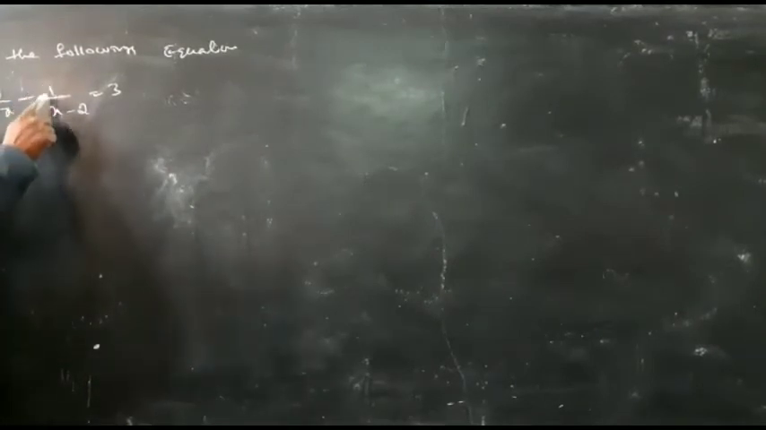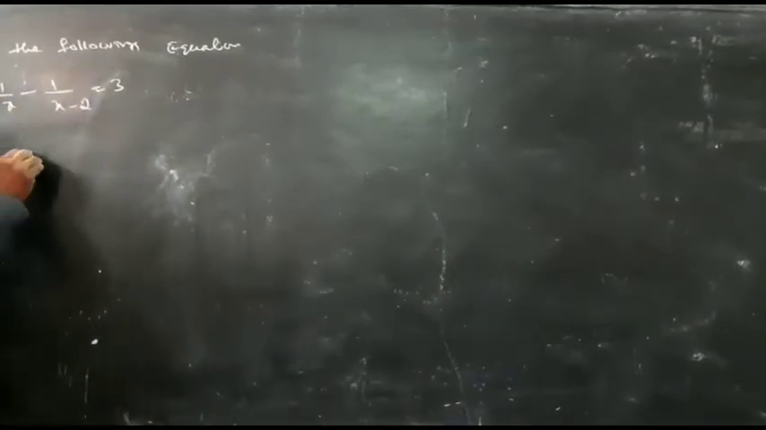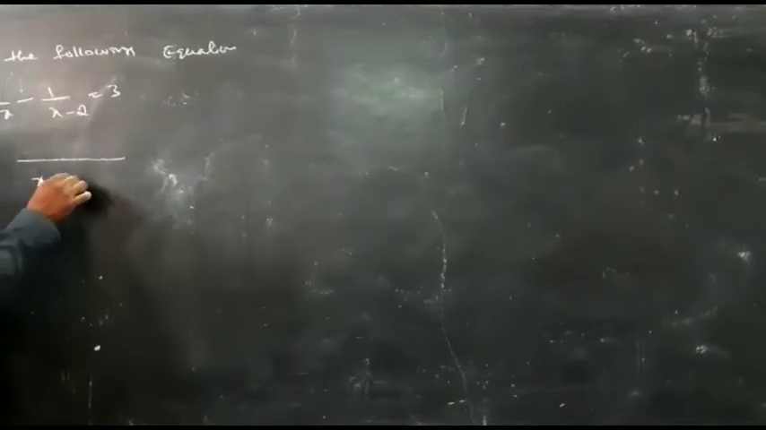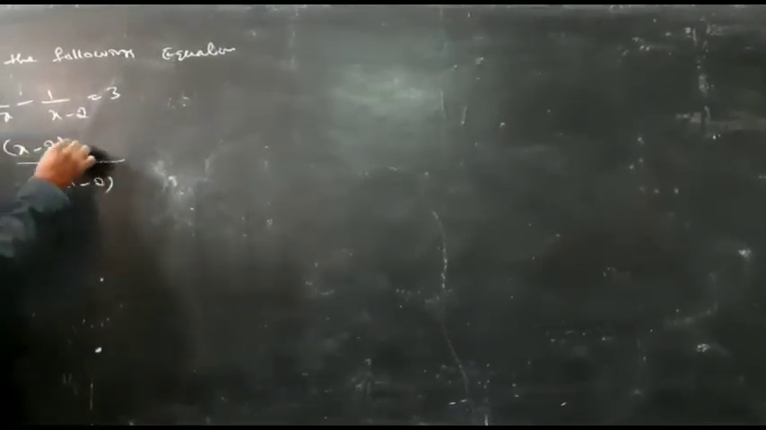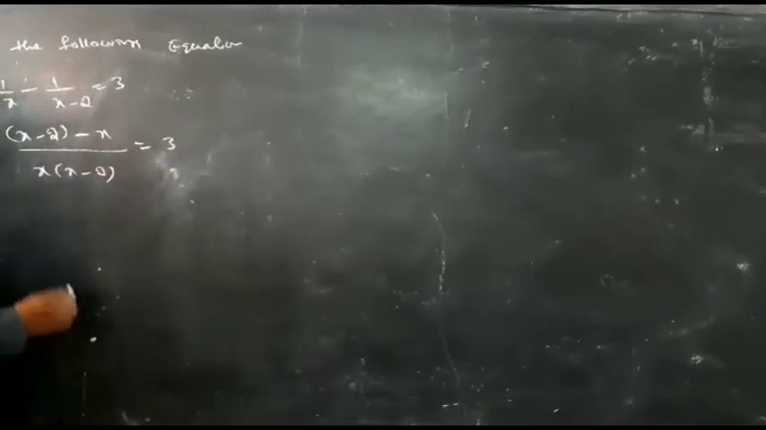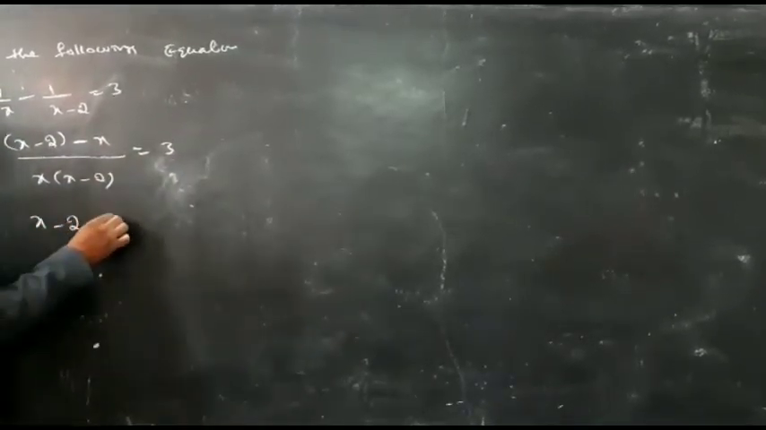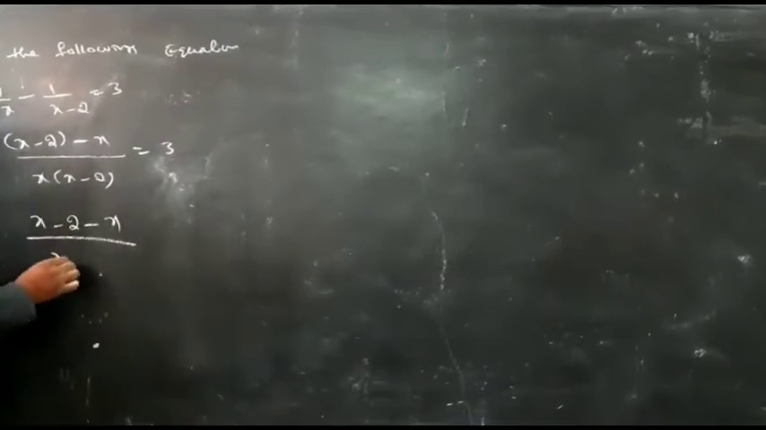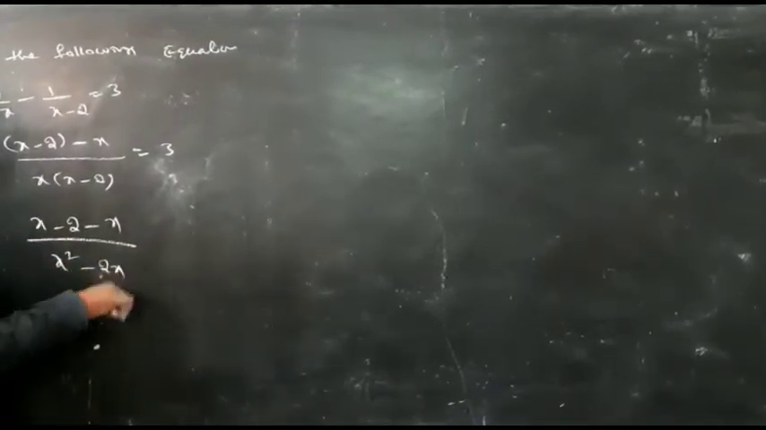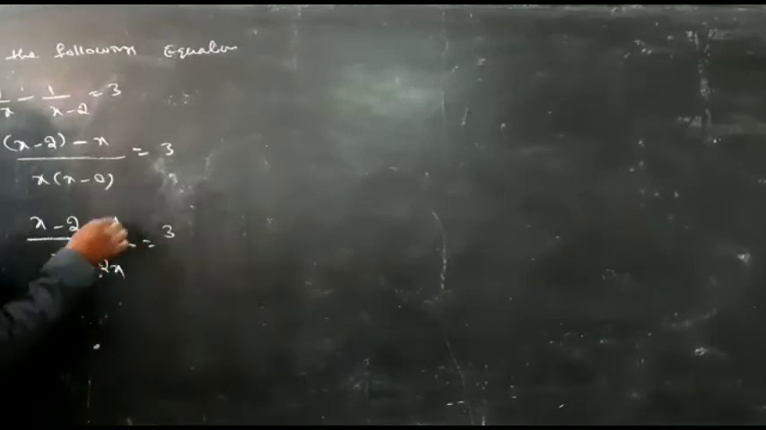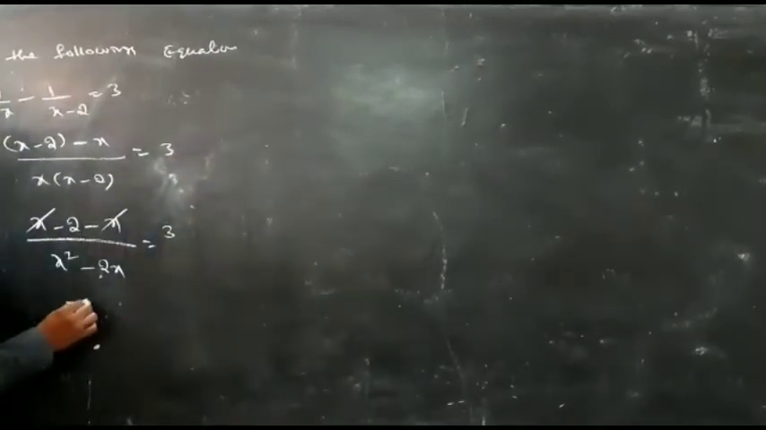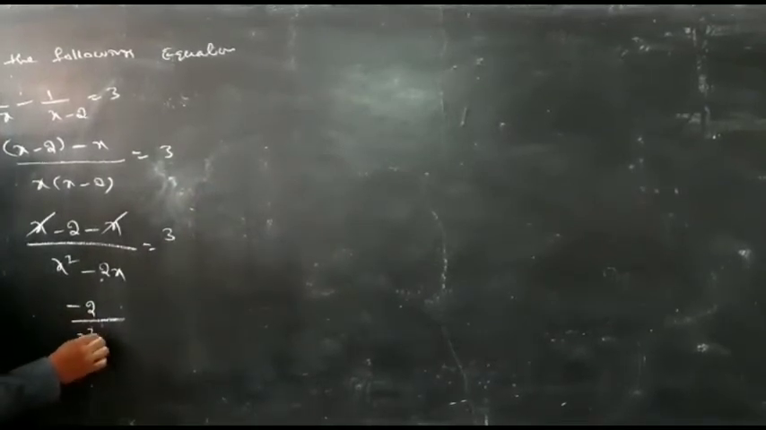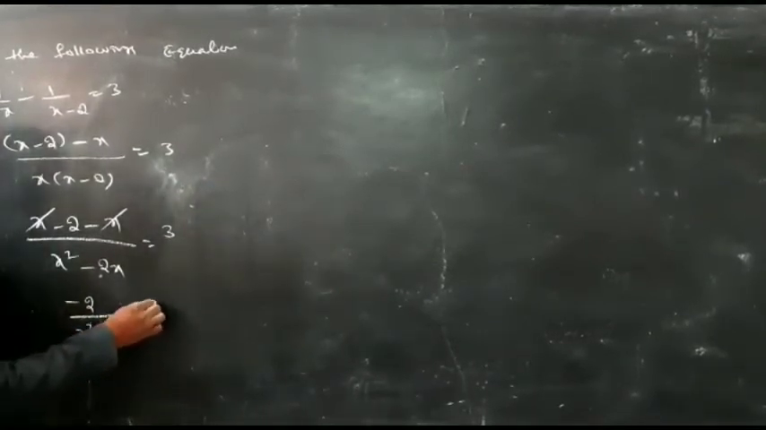So solve the following equation: 1 by x minus 1 by (x minus 2) is equal to 3. Here I am taking the LCM. What is the LCM here? x into (x minus 2). So (x minus 2) minus x by x into (x minus 2), that is x square minus 2x, is equal to 3. Plus x minus x gets cancelled. So what is the remaining there? Minus 2 by (x square minus 2x) is equal to 3.